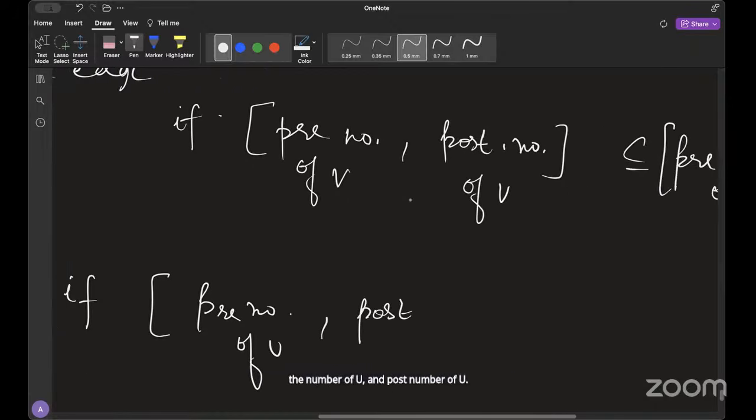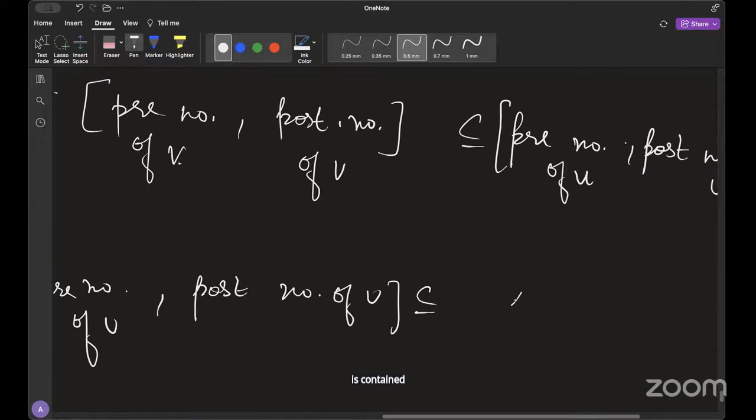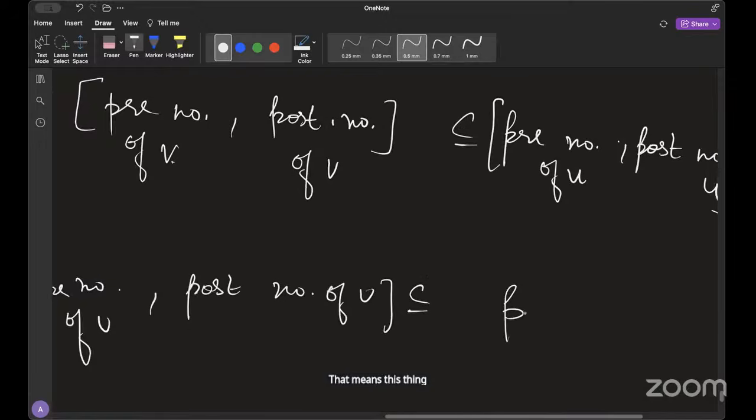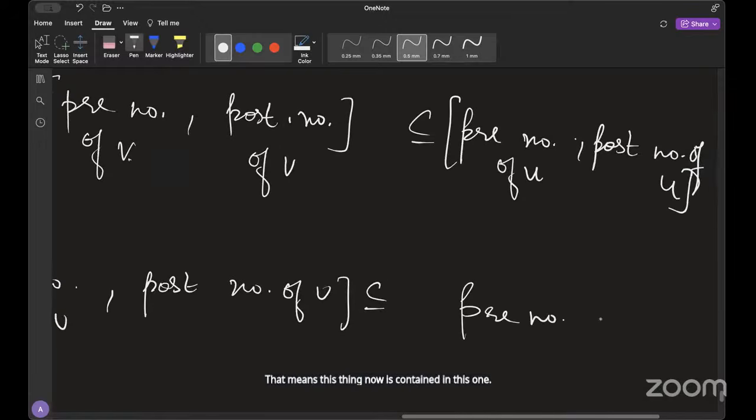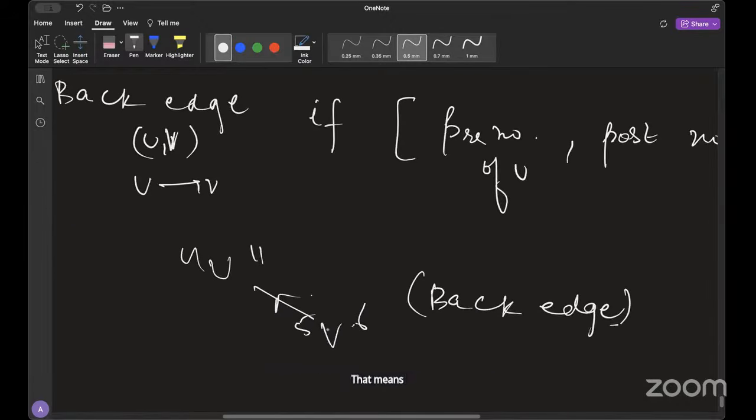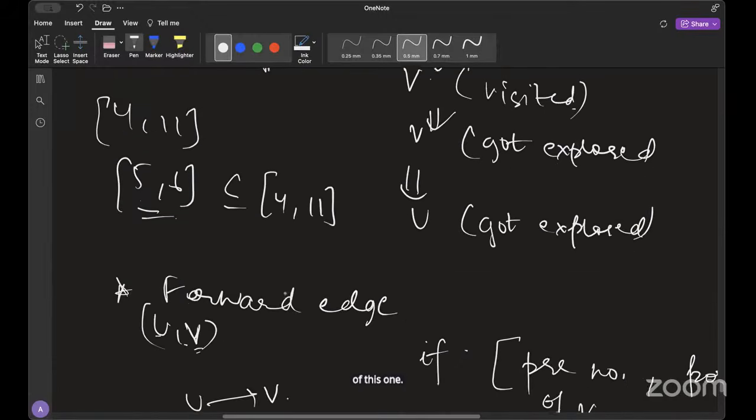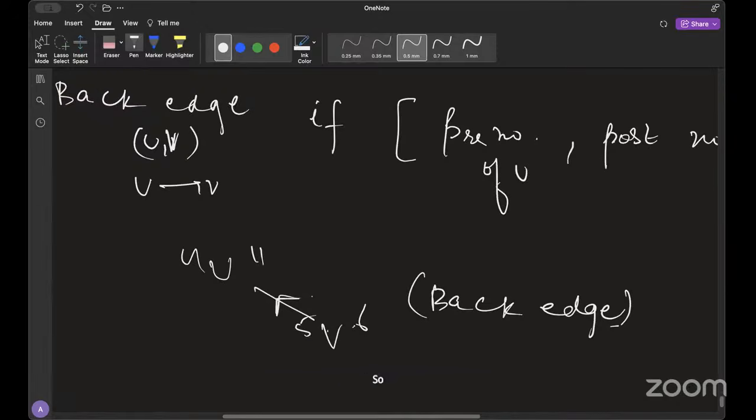We're changing this. Here we had V and U. Now we're changing this: pre-number, post number of U is contained in, that means this thing now is contained in this one, pre-number, post number of V. If this happens instead, that means it's a back edge. That means if you have an edge from, let's say you have an edge from V to U, we have reversed the direction of this edge. So now it's from V to U.